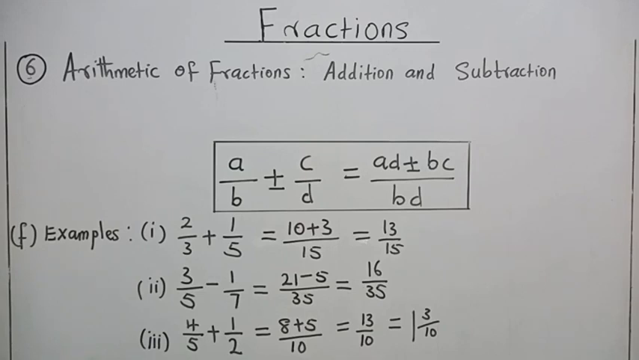The third example goes this way. 4 over 5 plus 1 over 2. Our A is 4, our B is 5, our C is 1, our D is 2. And what we're using of these two signs is plus. Therefore, this is a problem and this is solution. Likewise, this is a problem and this is solution.